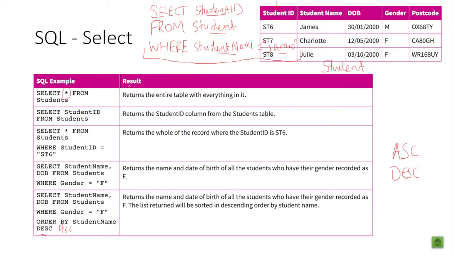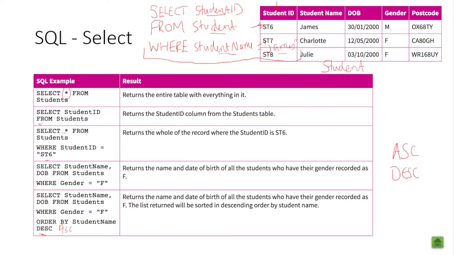So you could use a star. That means select everything. That would return the entire row. You could not put a where command in, and that would just return all the student IDs for you. You could use a star, which says select everything from the student's table where the student ID is ST6. So that would return ST6, James, date of birth, 3001, whatever. These are all the commands you need to know on the screen. This table thing here, all the tables on these slides.